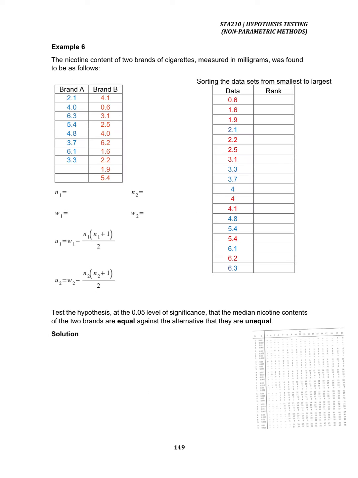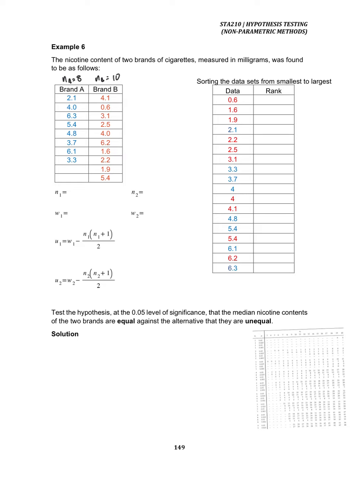Okay, let's take a look into example 6. The nicotine content of 2 brands of cigarettes, measured in milligrams, was found to be as follows. Okay, so kita ada 2 populations here, brand A and brand B, and also the measurement of the nicotine for both brands. Okay, kalau kita tengok kat sini, brand A kita ada 8, and NA equals 8, NB equals 10.